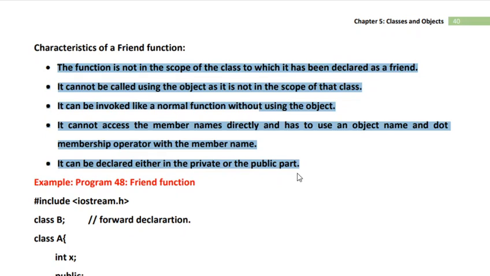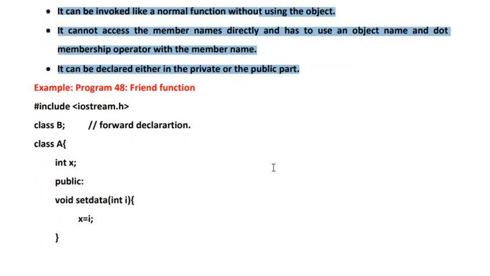It cannot access the members directly. What we need to do is take the aid of the object and the member access operator, and it can be declared in the public or the private section of the program.